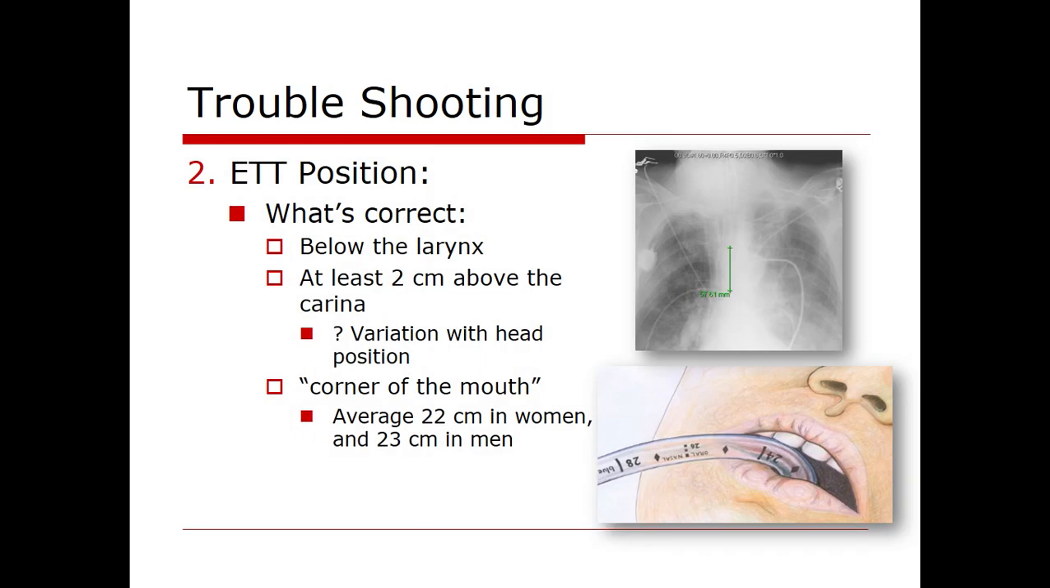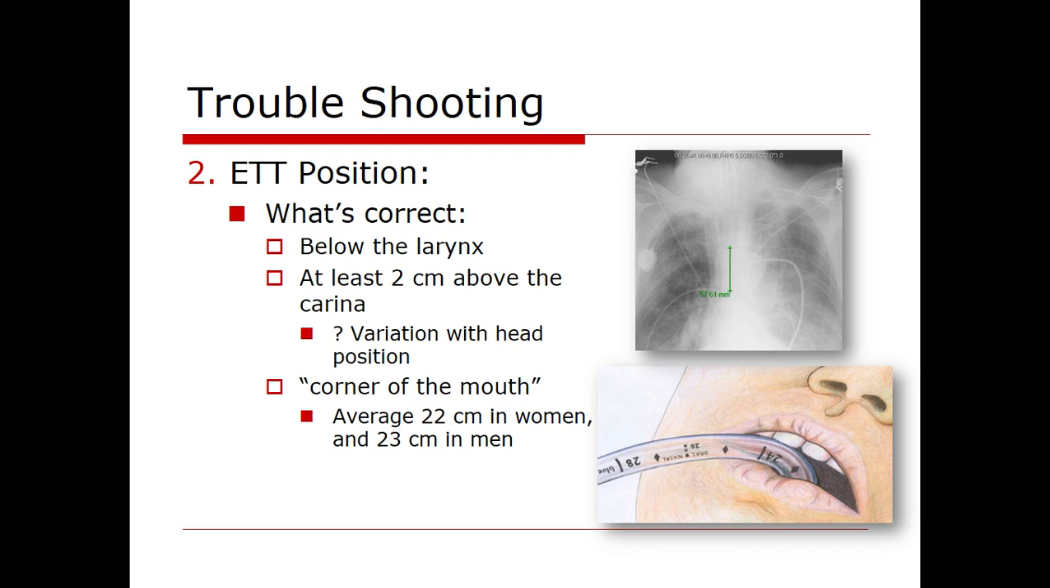Second thing, you want to make sure the ET tube is in the right position. You know, certainly right after the patient gets intubated, you order a chest X-ray, mainly for that purpose. What is the right position is for the ET tube to be somewhere in the trachea, but not right next to the carina. So you would like the distance between the tip of the ET tube and the carina to be at least 2 centimeters.